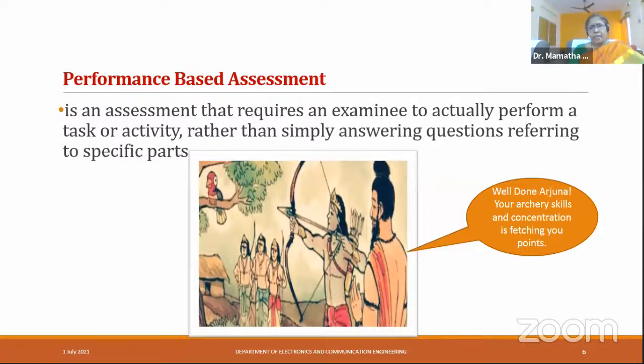So here what do we understand? The criteria used for assessing the task is concentration and focusing ability, because everybody knows how to cast the bow and how to hit the arrow. That's not what the guru wanted to know in this test. He wanted to know how they are able to concentrate and focus, and how they are able to perform. So performance-based assessment requires an examinee to actually perform a task or activity rather than simply answering some questions referring to specific parts.